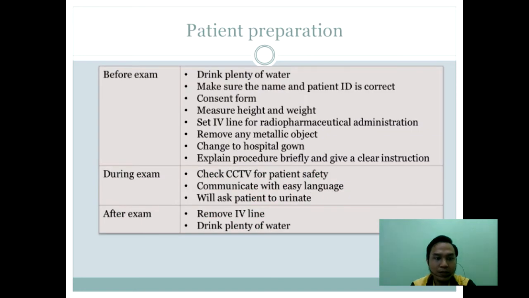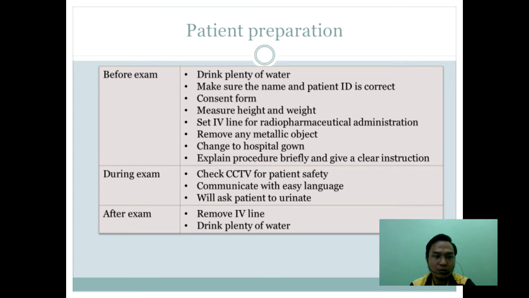Patient preparation before examination are as follows. The patient needs to drink plenty of water so that gamma camera can take images of fluid collection in kidney and discharge through ureter and into bladder. Radiation technologists have to make sure the name and patient ID is correct. Patient has to sign the consent form. The height and weight have to be measured. Then set IV line for radiopharmaceutical administration. Ask patient to remove any metallic object such as hairpins, earring and glasses.